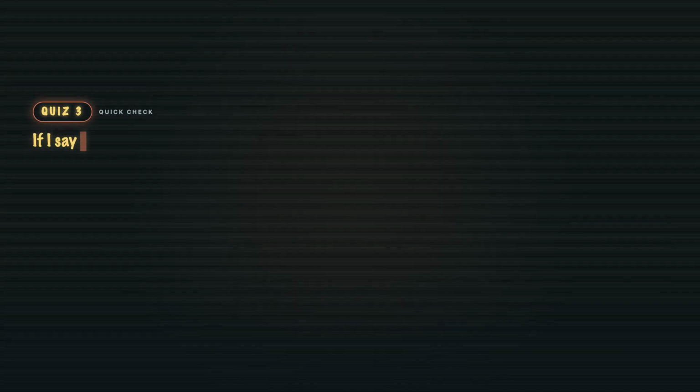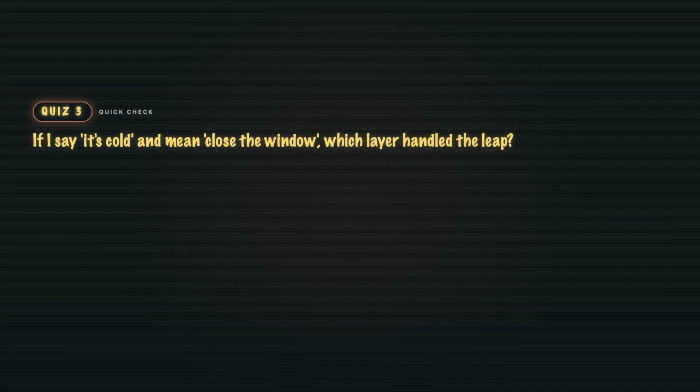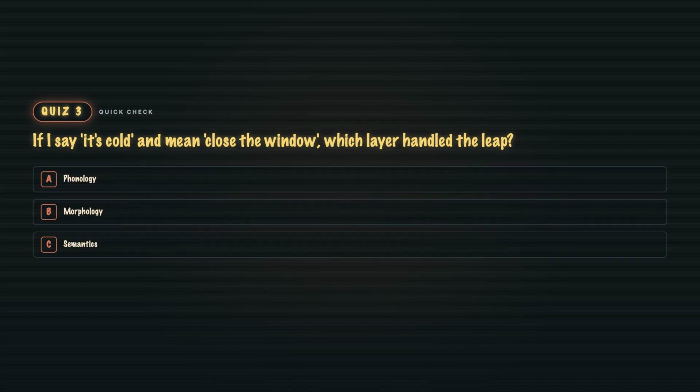Last quiz. If I say it is cold in here and mean close the window, which layer handled the inferential leap? A. Phonology, B. Morphology, C. Semantics, or D. Pragmatics?